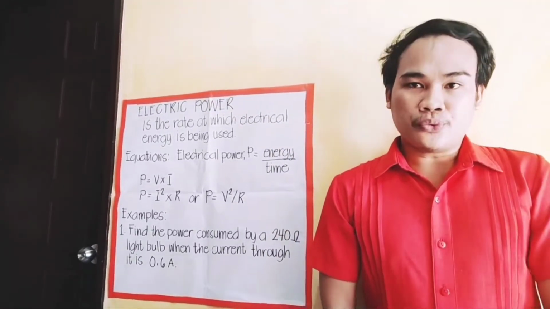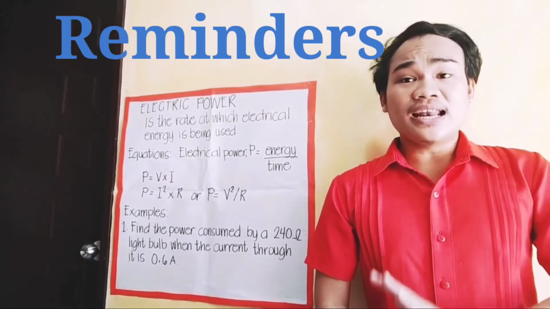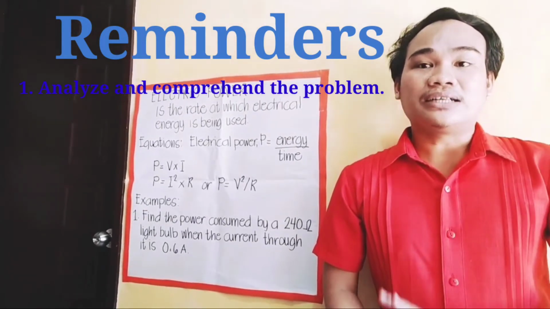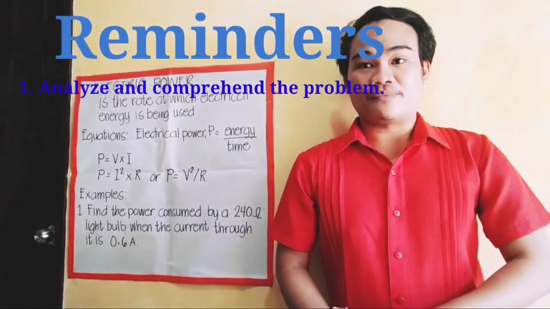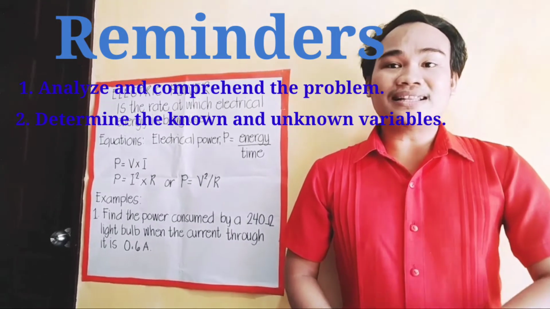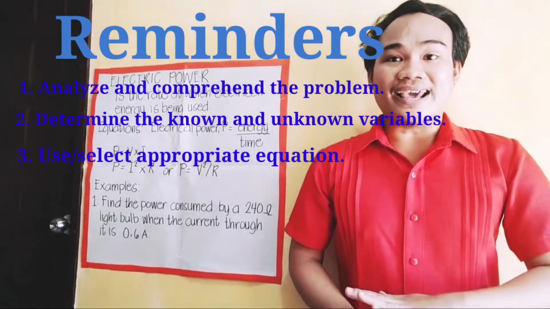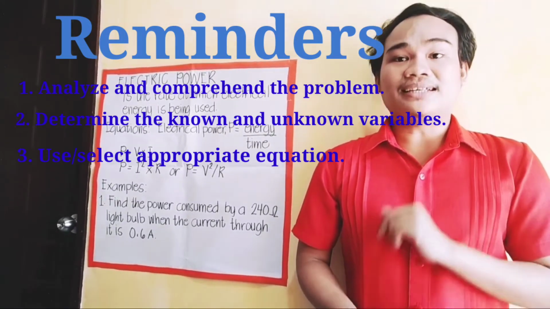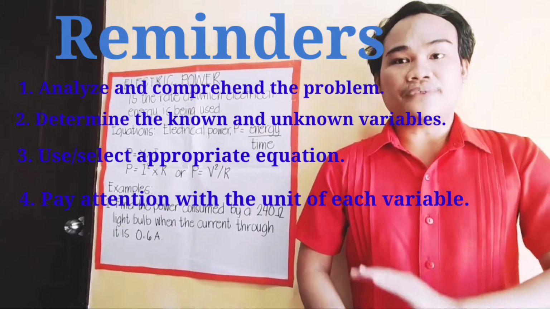I will give you tips or reminders in solving problems involving electrical power. Number one, you have to analyze and comprehend the problem. Second, you have to determine the known quantities and unknown quantities in the problem. The third one, you have to select the appropriate equation for the problem. And the last one, do not forget the unit of every variable.